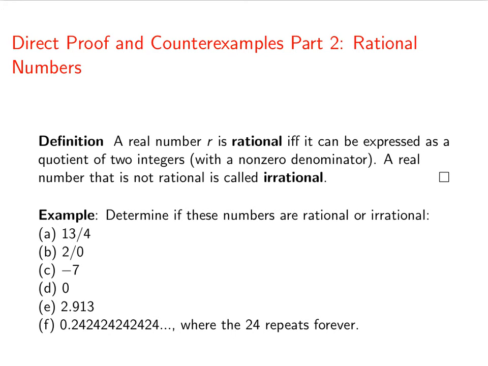Now let's take these numbers and determine if they are rational or irrational. 13 over 4, 2 over 0, negative 7, 0, 2.913, and then the last one is 0.242424, and so on. The 24 repeats forever.